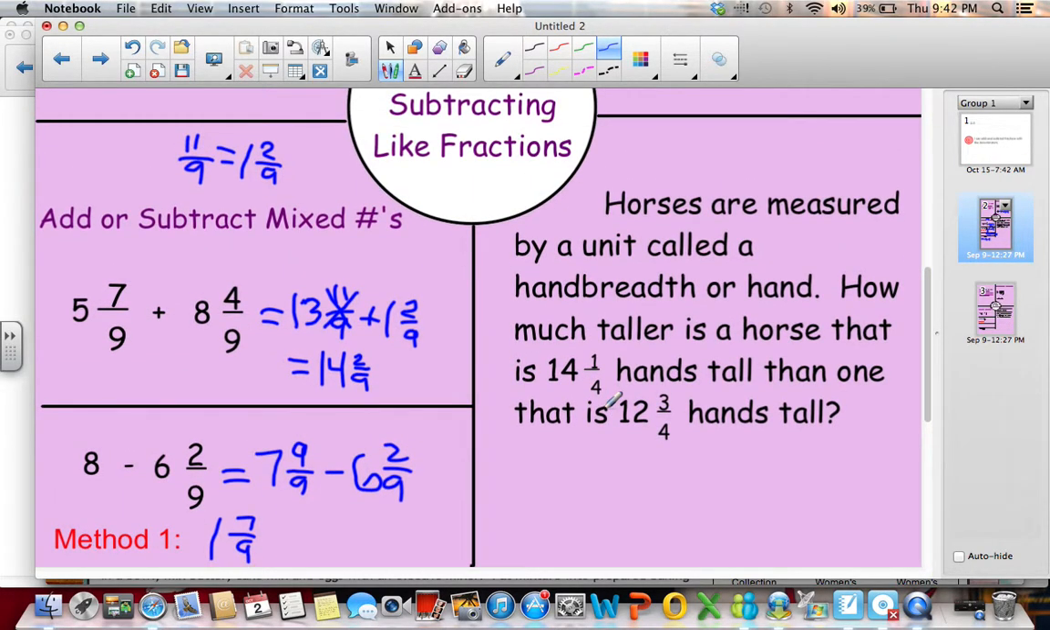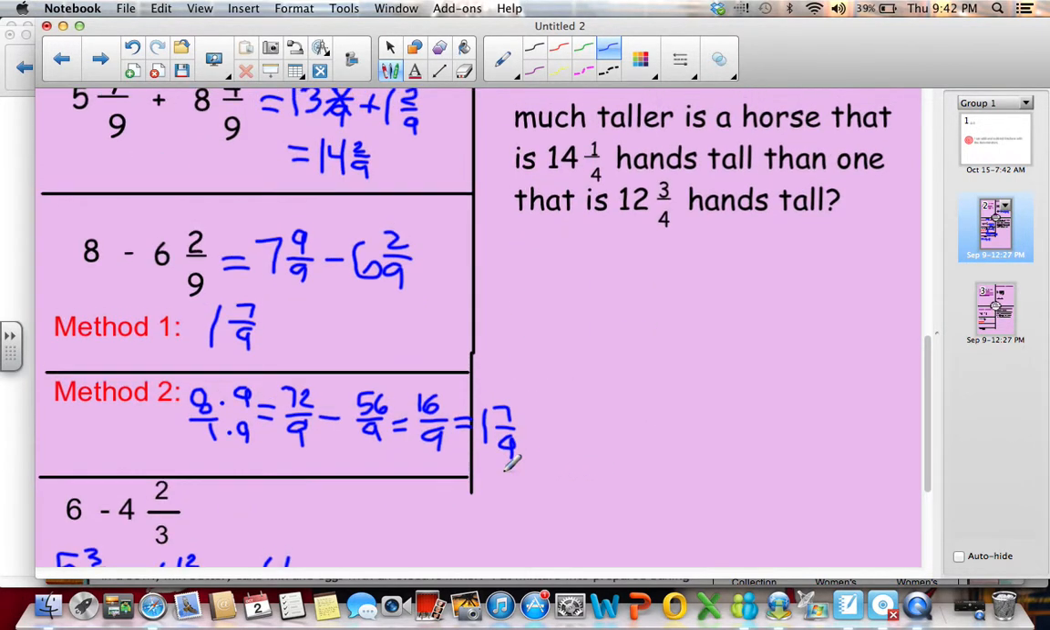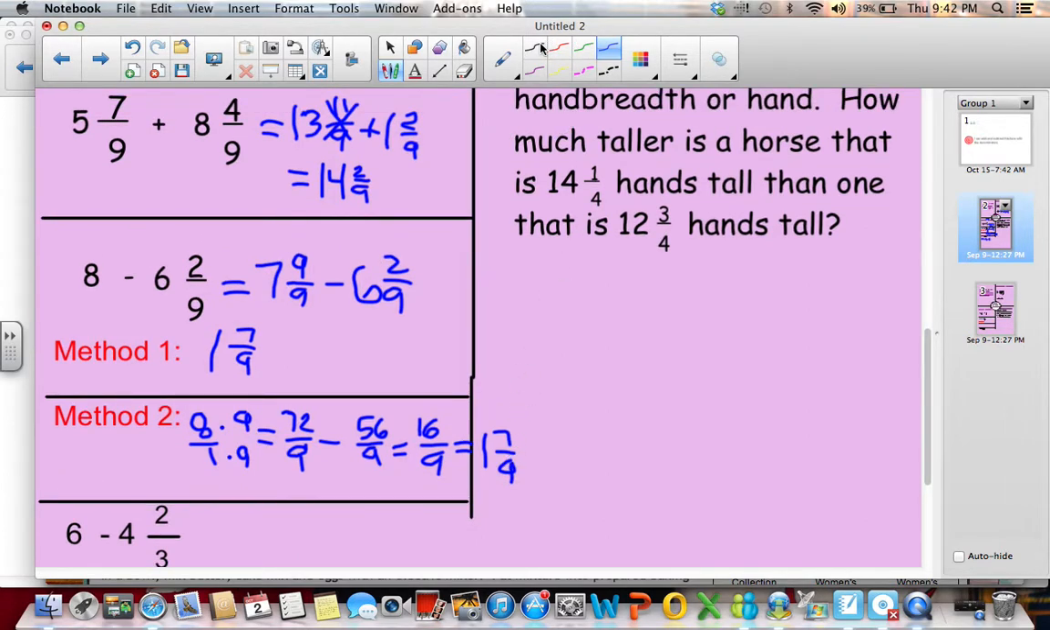Okay, horses are measured by a unit called a handbreadth or hand. How much taller is a horse that is 14 and 1/4 hands tall than one that is 12 and 3/4 hands tall? Okay, so we want to find the difference between 14 and 1/4 minus 12 and 3/4.